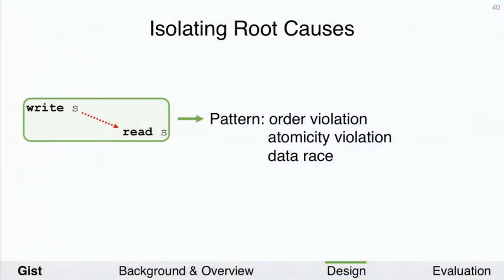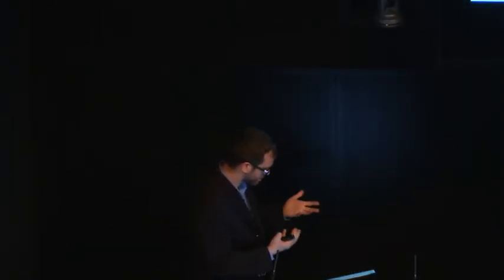What GIST does is it seeks in refined slices this order violation pattern, and also other patterns of common concurrency bugs, such as atomicity violations and data races. Now remember that GIST seeks these patterns both in failing and successful executions. It can therefore statistically determine patterns that are primarily correlated with the failing executions and essentially highlight them as root causes on the failure sketch.